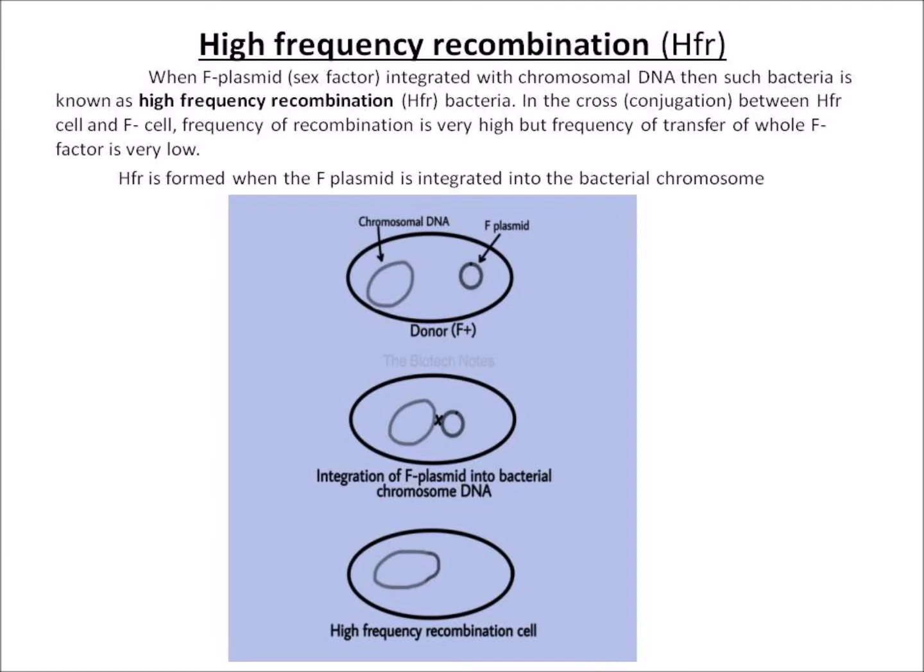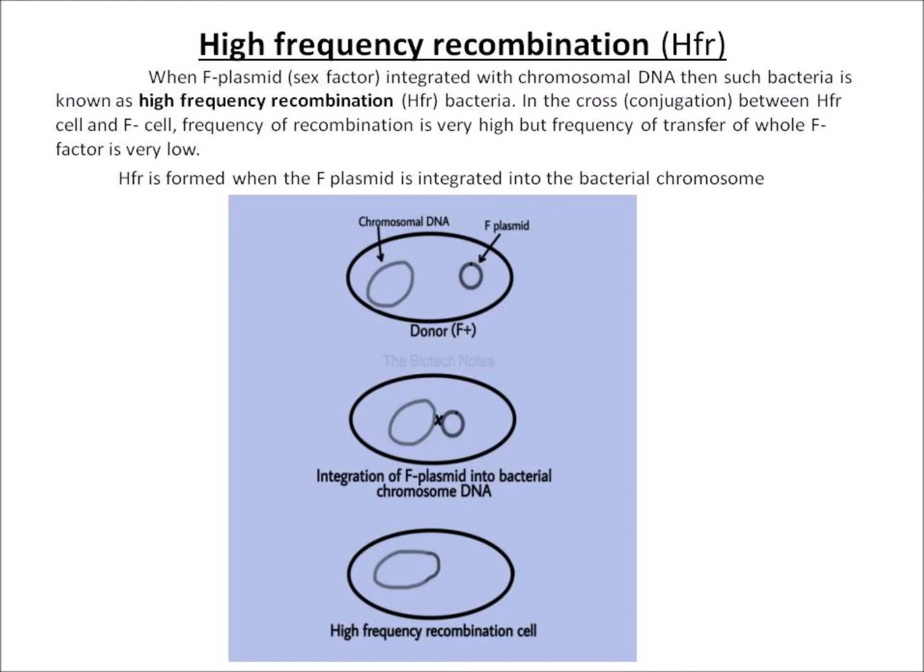You should know what is high frequency recombination or HFR strain in bacteria. When F plasmid or sex factor is integrated with chromosomal DNA, then such bacteria is known as high frequency recombination or HFR strain bacteria. In the cross or conjugation between HFR cell and F minus cell, frequency of recombination is very high, but frequency of transfer of whole F factor is very low.